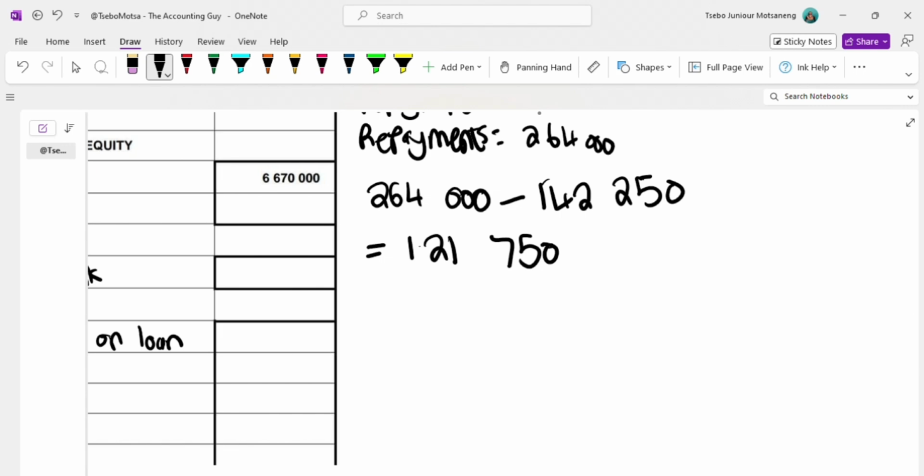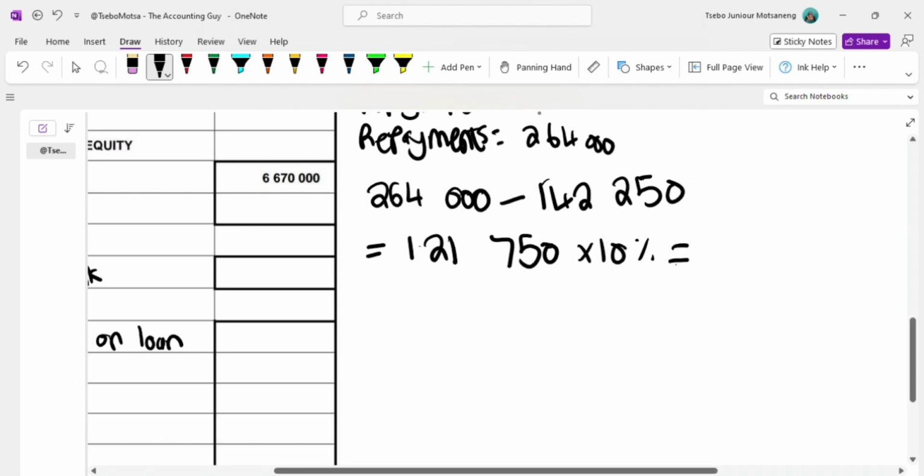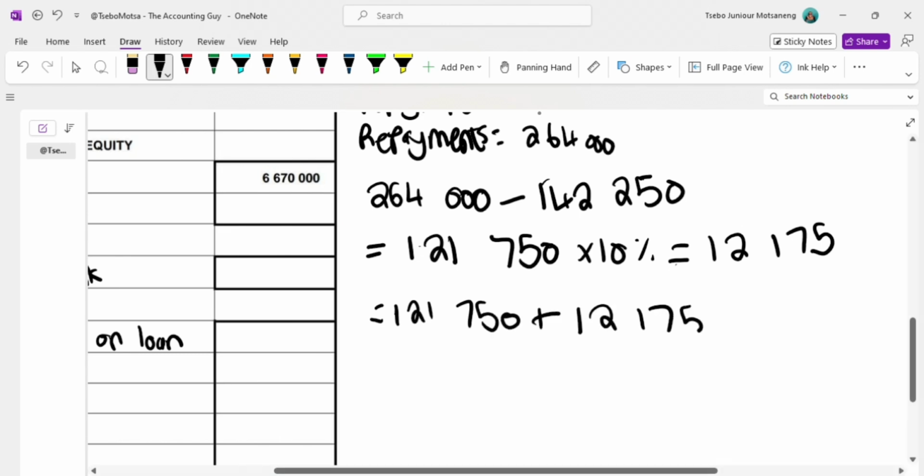So I just have to find 10% of this, right? That's just going to be 12,175. So my actual current portion on loan will be 121,750 plus 12,175, and then it equals 133,925. So this is my current portion on loan.